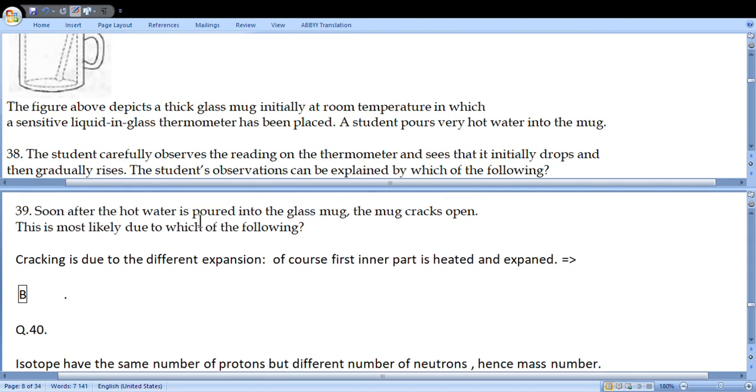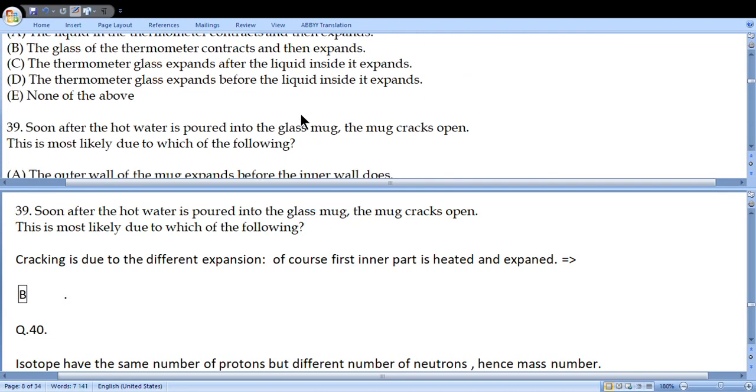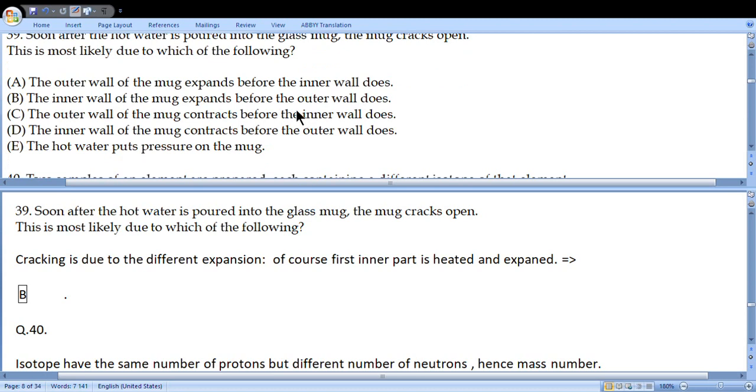Soon after the hot water is poured into the glass mug, the mug cracks open. This is most likely due to which of the following? Cracking is due to the different expansion. Of course, the inner part is heated first and expands more than the outer part, so we have cracking. So let's see which choices we have in 39. So we choose B. The inner wall of the mug expands before the outer wall does.